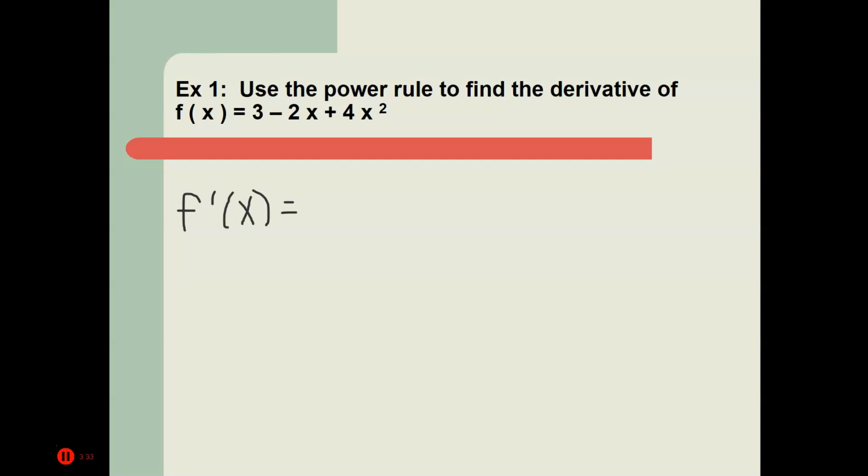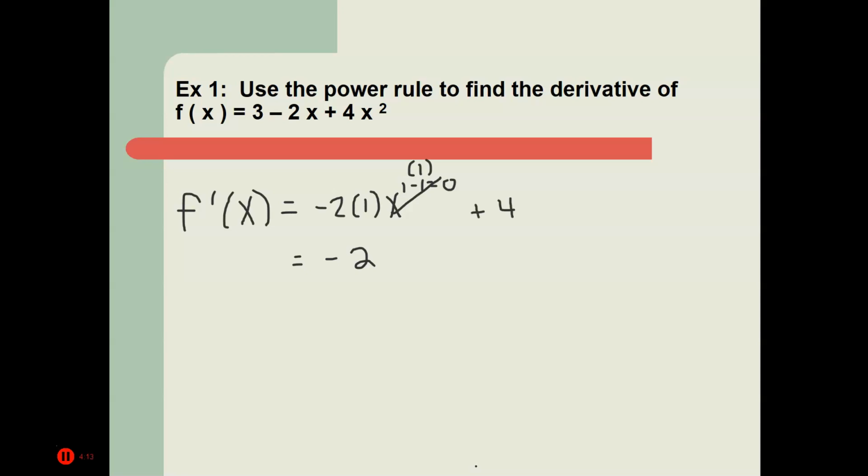The derivative of 3 is 0. The derivative of negative 2x is negative 2 times the power, which is 1. And then the rule is that you do the original power minus 1. So you get 1 minus 1, which is 0. Anything to a 0 power is what? 1. So really that negative 2x just becomes negative 2, because that becomes 1.